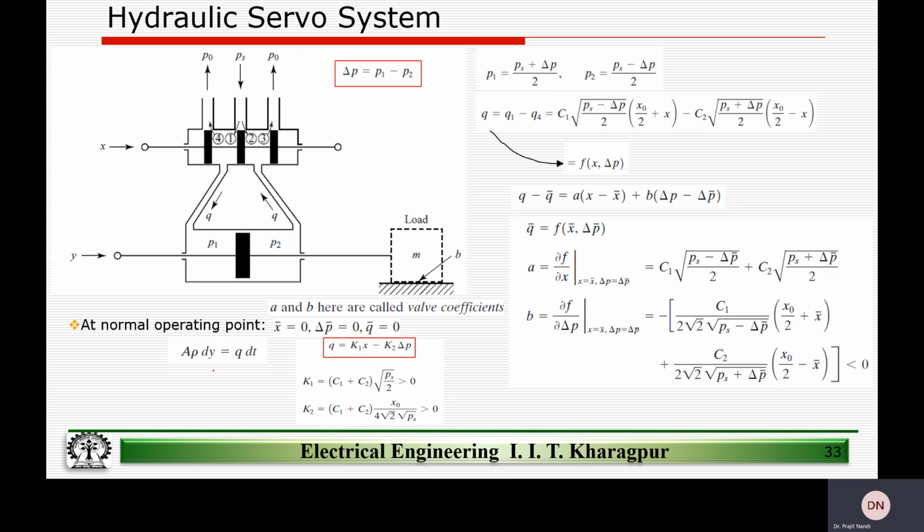So if we look at it, A rho dy is equal to Q dt. This is understandable, simplistically saying that if you look at the volume change that has happened, the fact that this has moved to this side, there is a volume change that has happened in this chamber, and there is a volume change that has happened in this chamber, right? And because of which there is a flow that we have initiated, right?